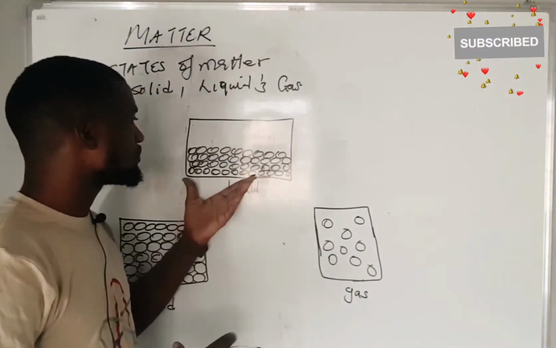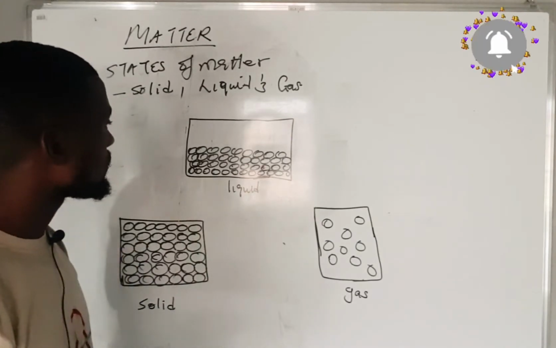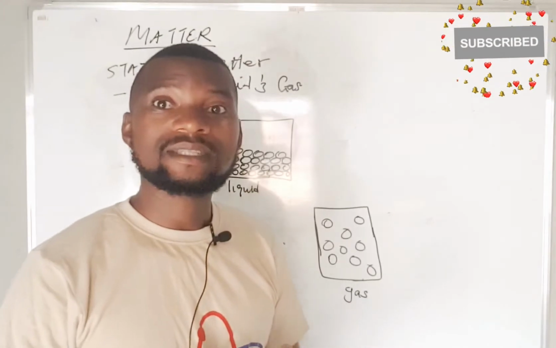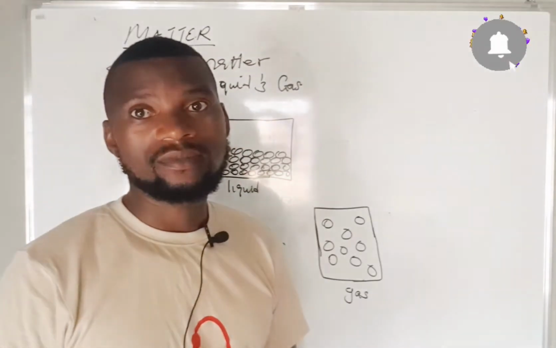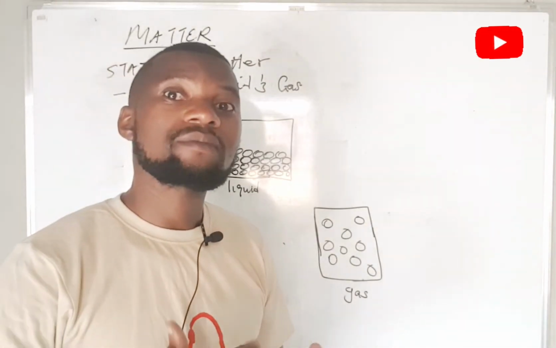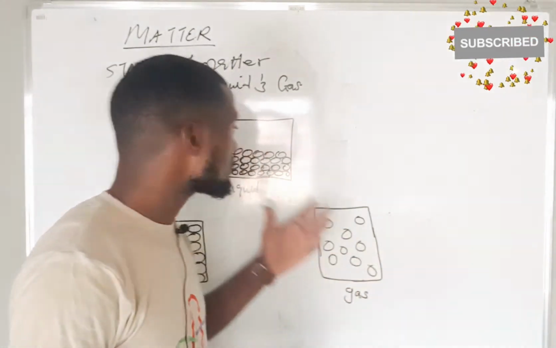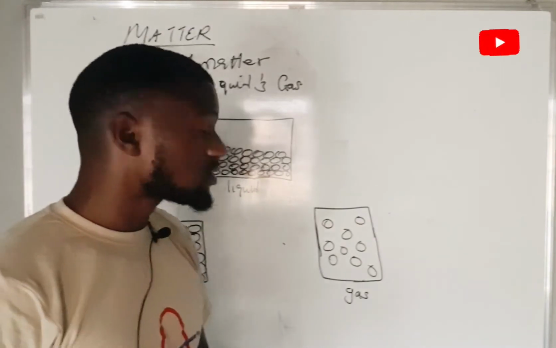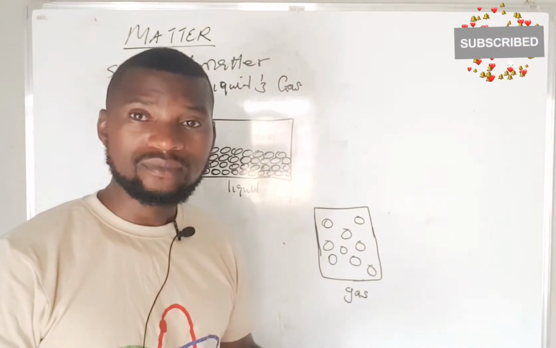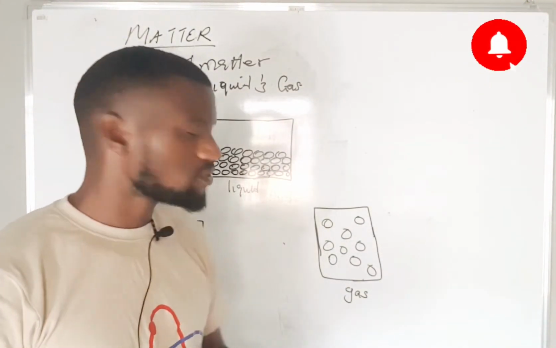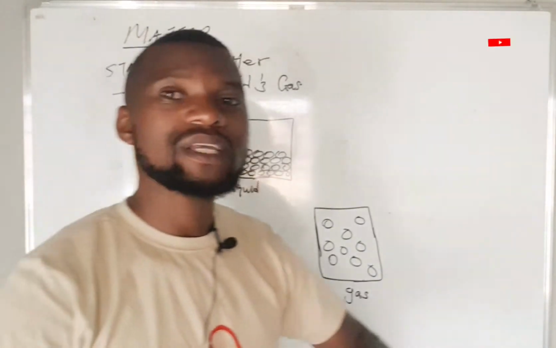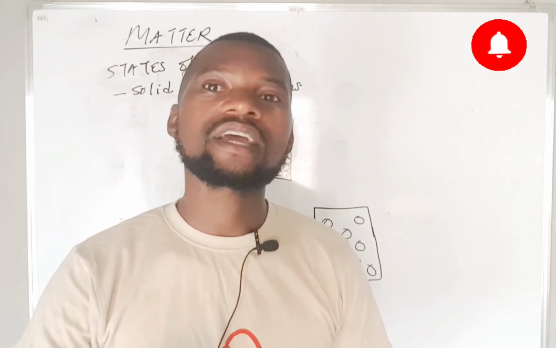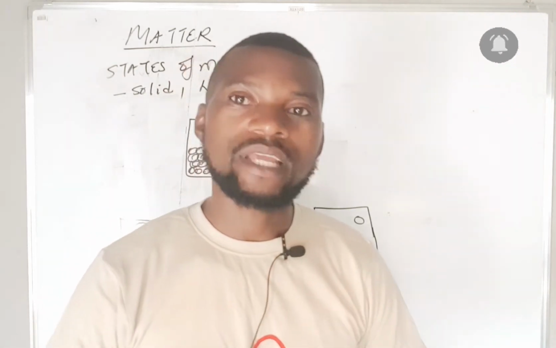Then we have the particles in liquids. They are close, but there is space. They are spatially arranged so that they are able to make movements. So in liquids, there is slight movement, which is shown. Then we also have the particles in gases, which are free to move. They are spatially far apart from each other, so they are able to move from one point to the next.